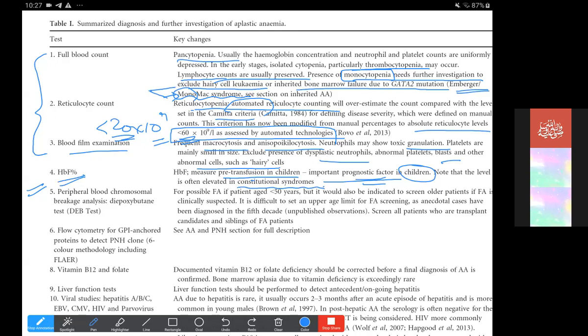Peripheral blood chromosomal breakage analysis, the diepoxybutane test, is for patients with Fanconi anemia. If the patient is aged less than 50 years, then we can suspect Fanconi anemia, but it would also be indicated to screen older patients if Fanconi anemia is clinically suspected.